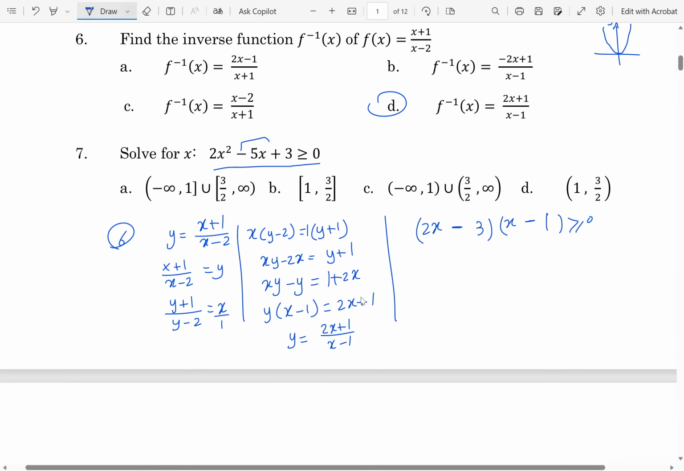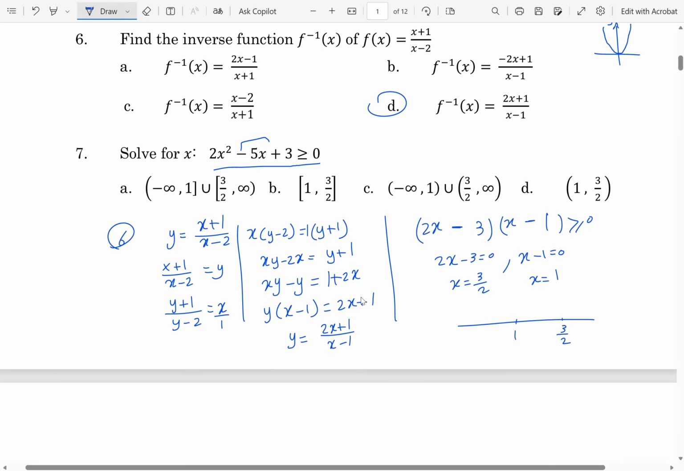Once you get a factorization of the trinomial, you just find the zeros of the expression. So x is 3 halves. And if x minus 1 is equal to 0, then x is equal to 1. So I have two values on the number line: 1 and 3 over 2, which is 1.5.